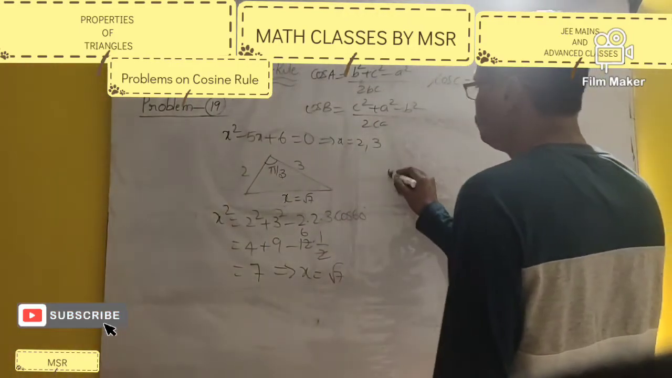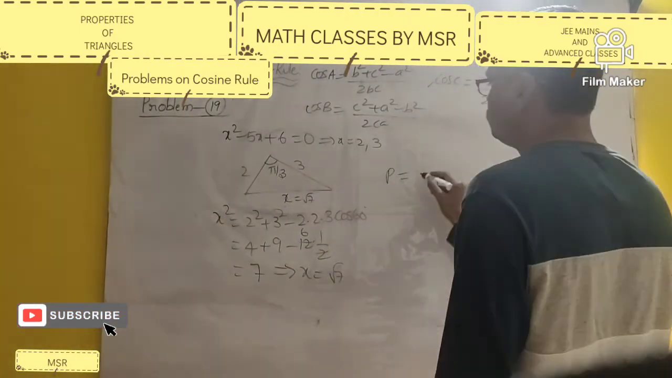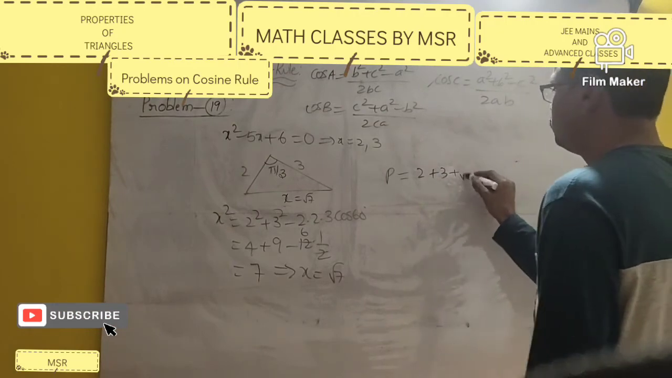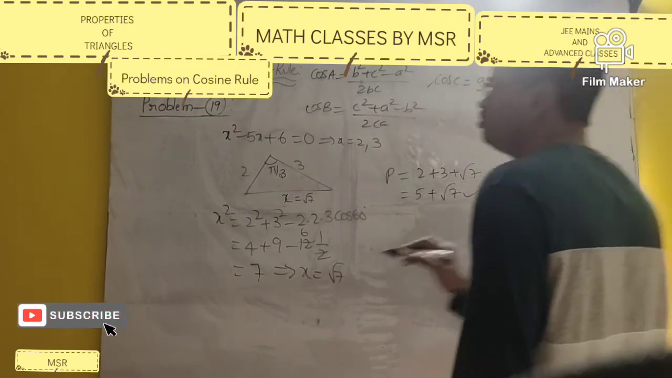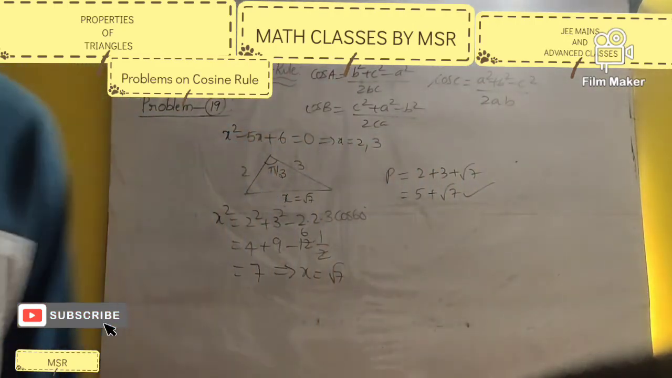So perimeter will be the sum of the three sides, that is 2 plus 3 plus root 7, that is 5 plus root 7. That is the perimeter of the given triangle.